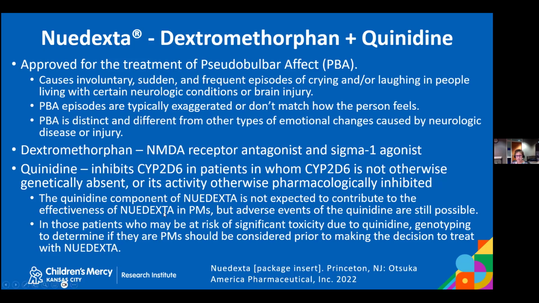On a more recent look at that product's package insert, they do now include information about poor metabolizers, saying that you might consider genotyping someone before starting this medication, because the quinidine will provide no additional benefit if the patient is already a poor metabolizer.